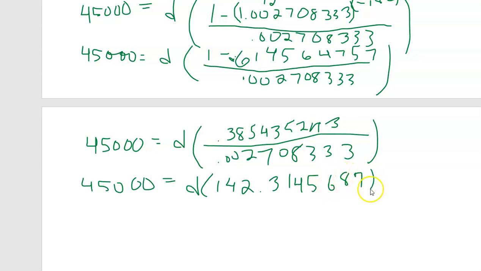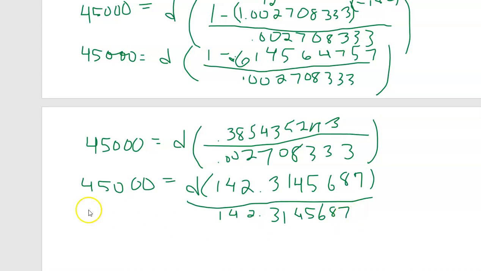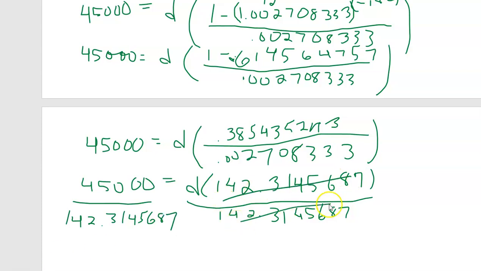All right, so last step, let's solve for D. Let's divide out the number that's being multiplied by it. So on both sides, I want to divide by 142.3145687. And my payment ends up being $316.20.